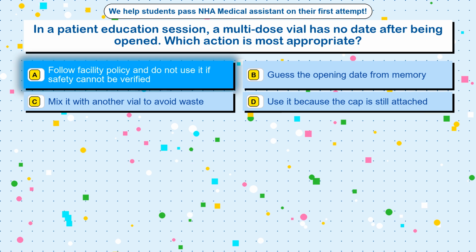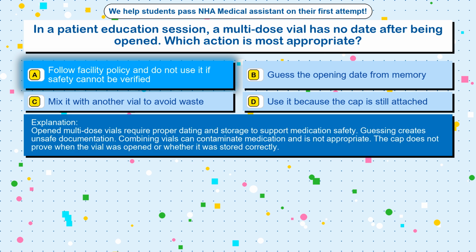Follow facility policy and do not use it if safety cannot be verified. Opened multi-dose vials require proper dating and storage to support medication safety. Guessing creates unsafe documentation. Combining vials can contaminate medication and is not appropriate. The cap does not prove when the vial was opened or whether it was stored correctly.